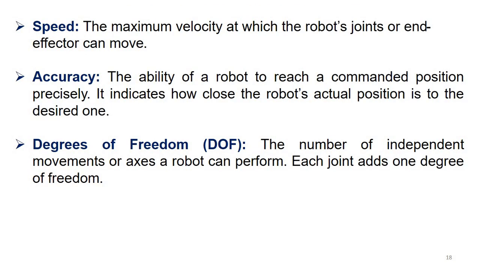Speed is the maximum velocity at which robot joints or the end effector can move. Accuracy is the ability of the robot to reach the commanded position precisely. It indicates how close the robot's actual position is to the desired one. It is a very important term for robots. And the last one is degree of freedom, which is the independent movement of the robot arm or robot axis. Each joint provides one degree of freedom.